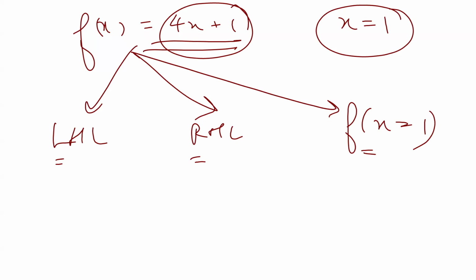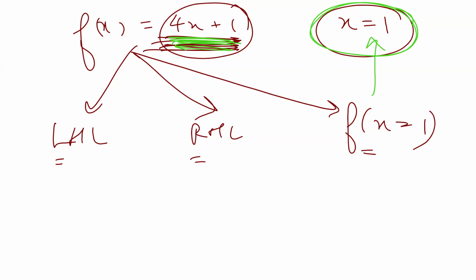Now, we have a shortcut also for this. That shortcut can be used in case of a one marker. Now, 4x plus 1 is a polynomial function, and a polynomial function is continuous at any real value of x. So directly you can say, since 4x plus 1 is a polynomial function, it is continuous at x equal to 1, because it will be continuous at any real value of x.